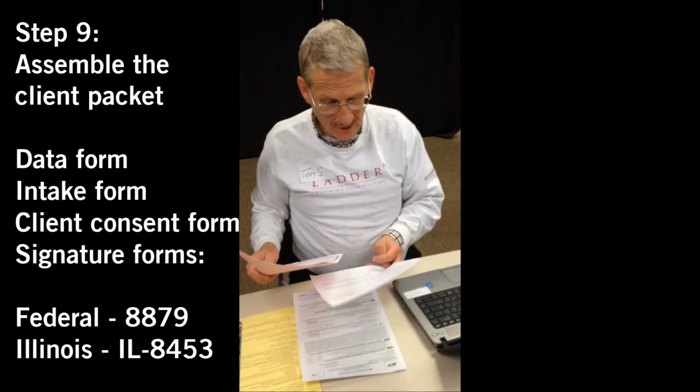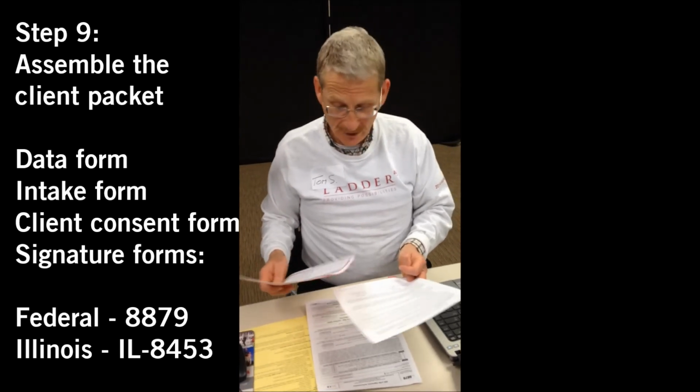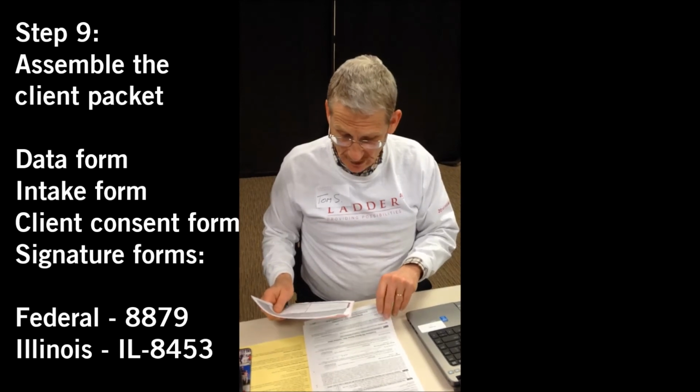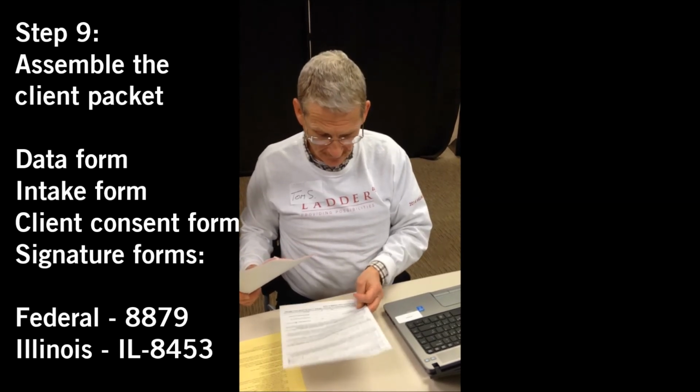And next we have the form 13614, which is the questionnaire that the client fills out. Then we have the TAP consent form, and I already checked earlier at the very beginning of the process to make sure that had been properly signed by the client. And then we have the federal e-file consent, and we have the Illinois e-file consent that the client signed at the end of the process.